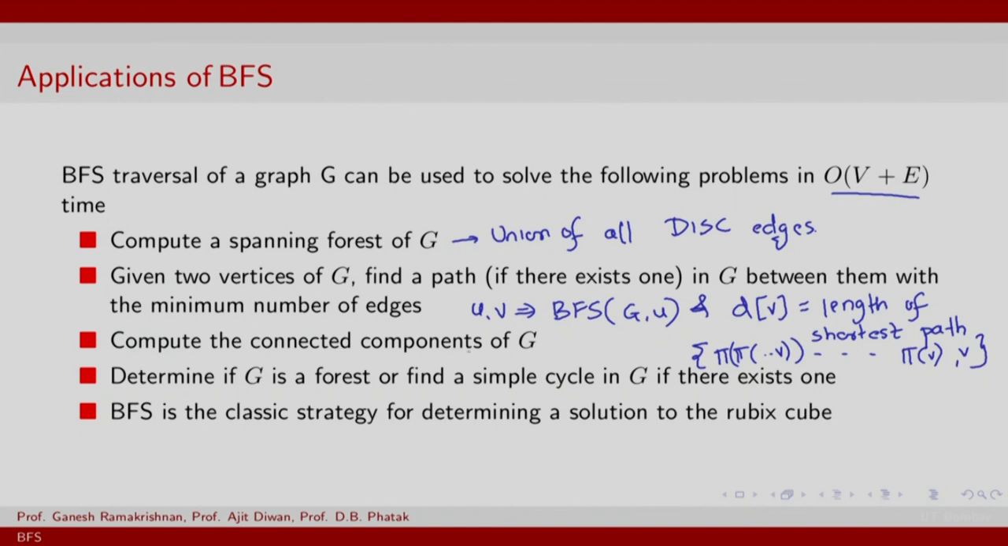To compute the connected components of G, recall that we iterated over all the vertices V, and for each vertex V that was yet unexplored, we invoked BFS. So the number of connected components is basically the number of nodes V for which BFS rooted at V was invoked.